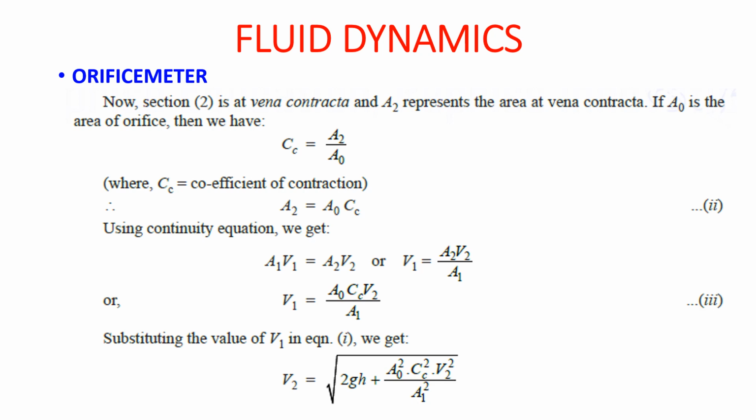Now section 2 is at the vena contracta section, and A2 represents the area at the vena contracta section. Okay, section 2 is at vena contracta, and the area at vena contracta is A2. Just remember this. If A0 is the area of the orifice, then we have CC, that is the coefficient of contraction, equal to A2 divided by A0.